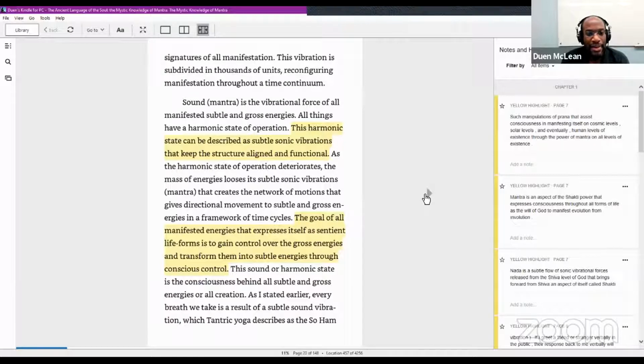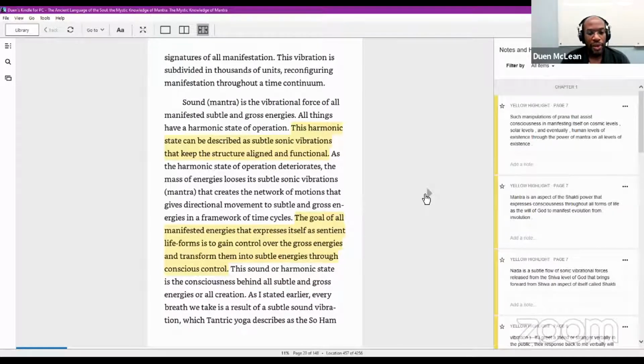Sound mantra is the vibrational force of all manifested subtle and gross energies. All things have a harmonic state of operation. This harmonic state can be described as subtle sonic vibrations that keep the structure aligned and functional. As the harmonic state of operation deteriorates, the mass of energies loses its subtle sonic vibrations, mantra, that creates the network of motions that gives directional movement to subtle and gross energies in a framework of time cycles.